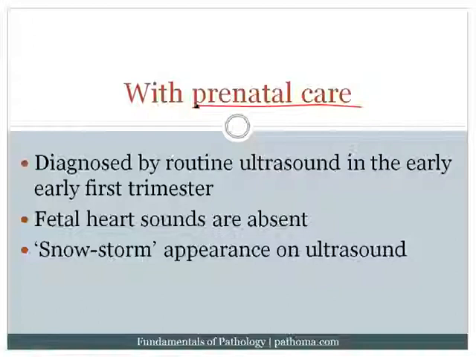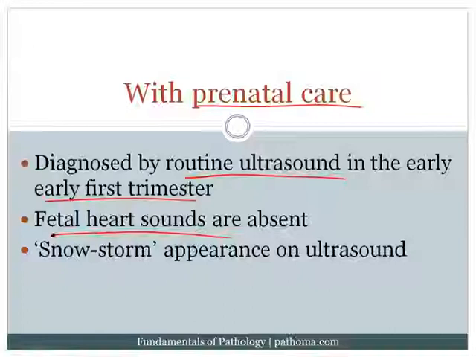Now, more commonly in the West, where there might be prenatal care, the patients wouldn't be diagnosed by the passing of grape-like masses, but instead they would undergo routine ultrasound in the early first trimester. And what would be found is that there is no baby, so the heart sounds would be absent, and instead you see all of these grape-like masses on ultrasound, and those grape-like masses, because they're full of fluid, produce this white and black sort of discrepancy between where the masses are and what's in between the masses, and that's called a snowstorm appearance. So that's a classic finding on ultrasound when there is prenatal care. So passing of grape-like masses if there is no prenatal care, and a snowstorm appearance with a lack of fetal heart sounds if there is prenatal care.